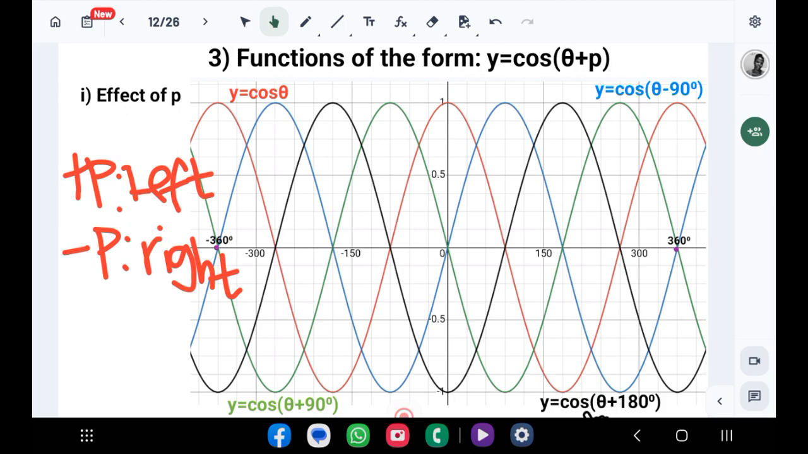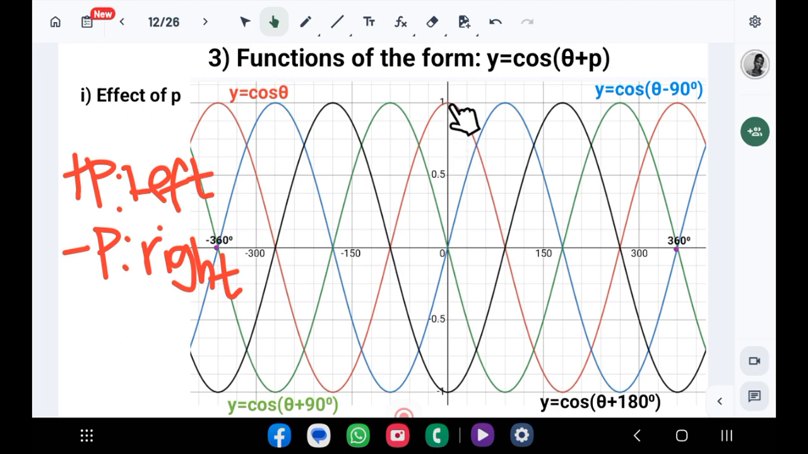Now for the graph of y equals cos of theta plus 180 degrees. Direction of shift is to the left, and the magnitude of shift is 180 degrees. So this one was shifted 180 degrees to the left, and then obviously you duplicate after that.